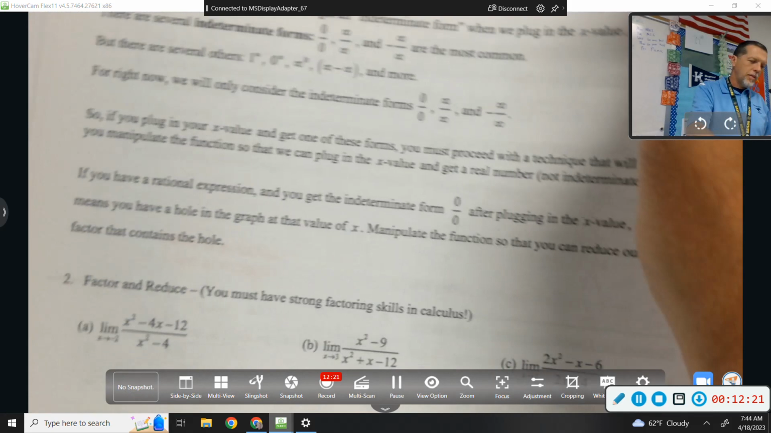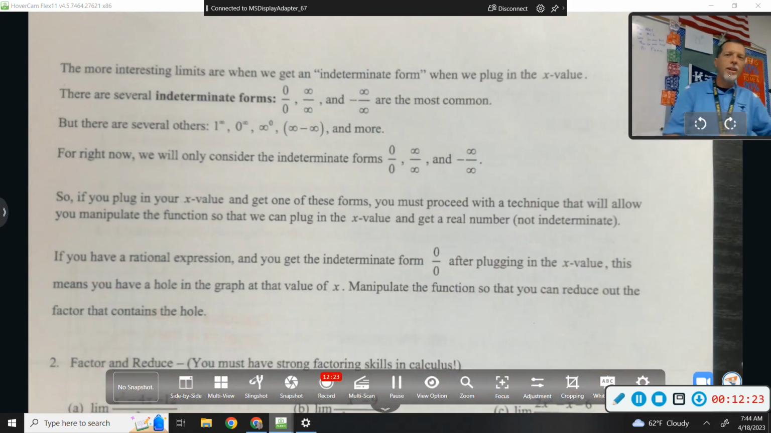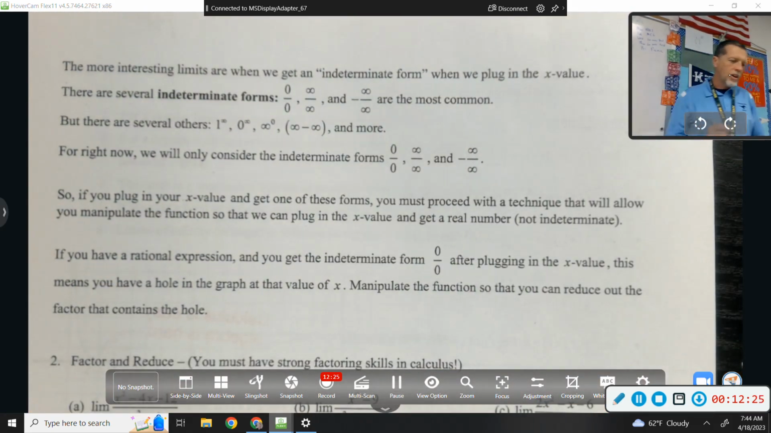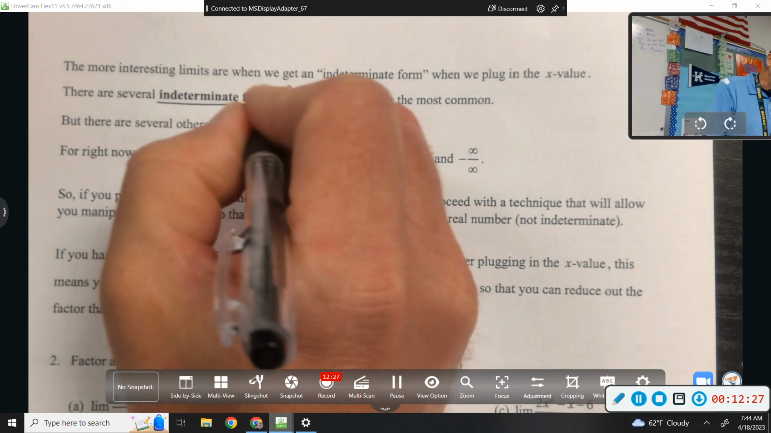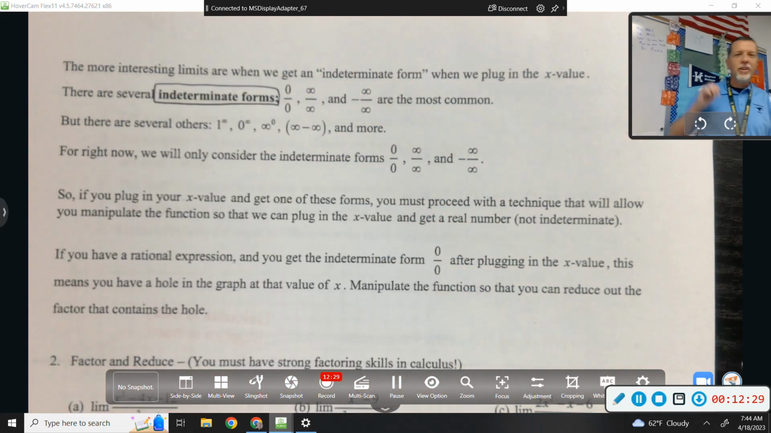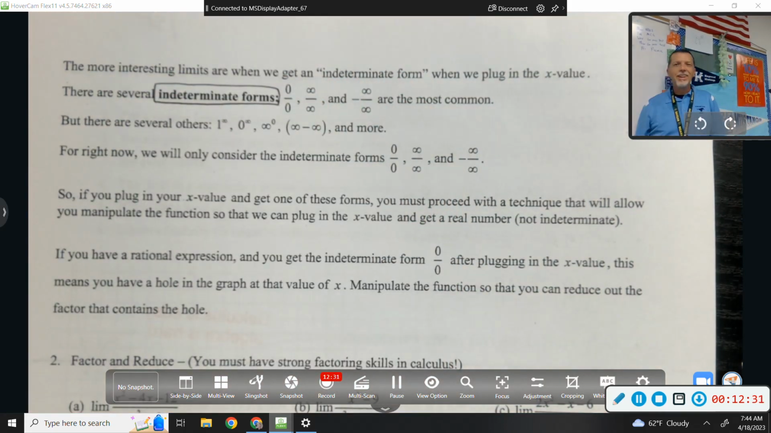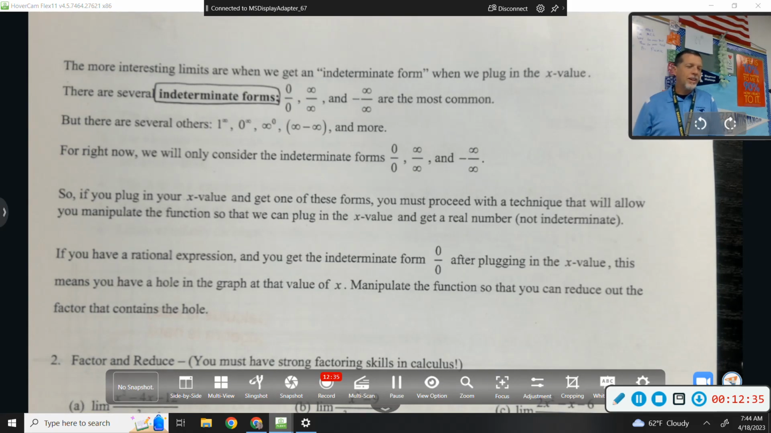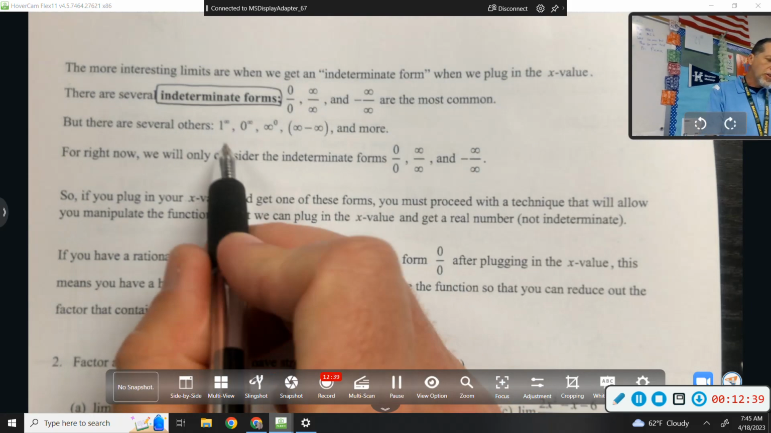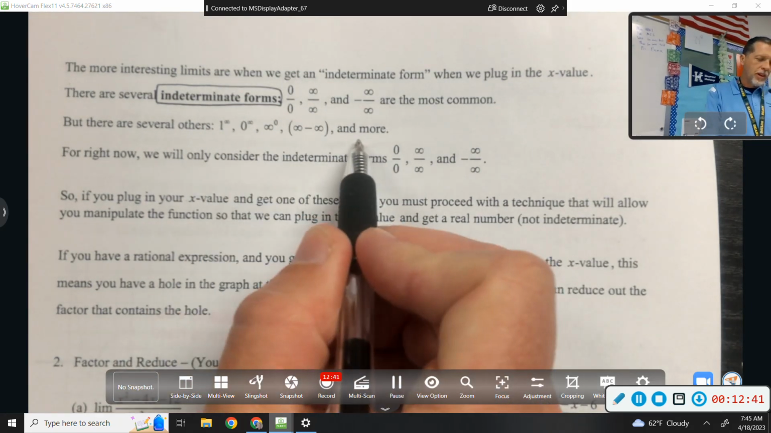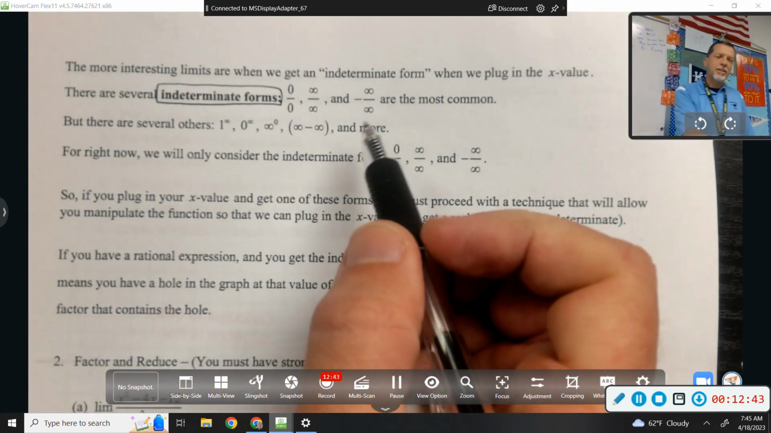Turn the page and... You walked right into the next line of the notes here. We don't know. We really don't know. That's why they're called indeterminate. Because if you just have those, that's not enough information. There are some others. We don't deal with these others. But basically the conflicting rules.